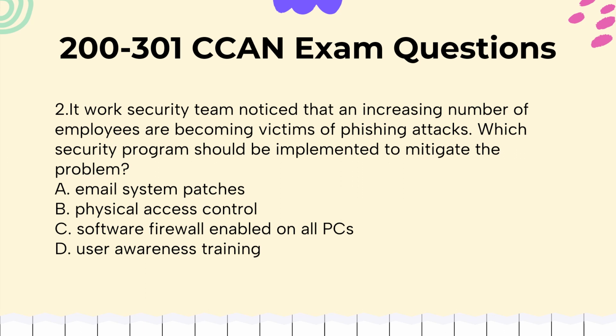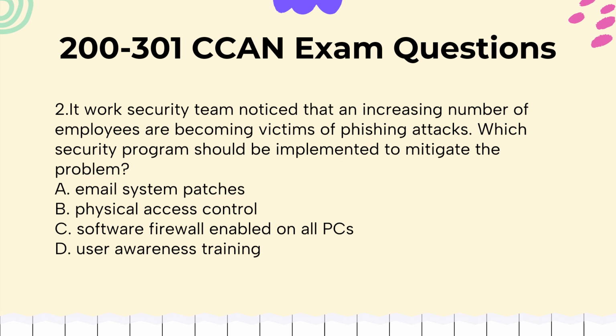A. Email system patches. B. Physical access control. C. Software firewall enabled on all PCs. D. User awareness training. The most effective solution to mitigate the problem of employees falling victim to phishing attacks is option D. User awareness training. Explanation.